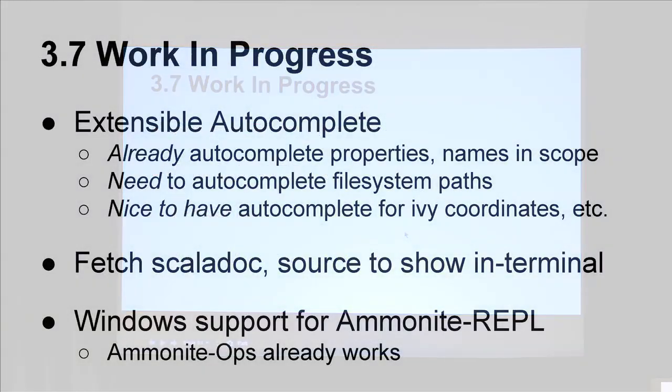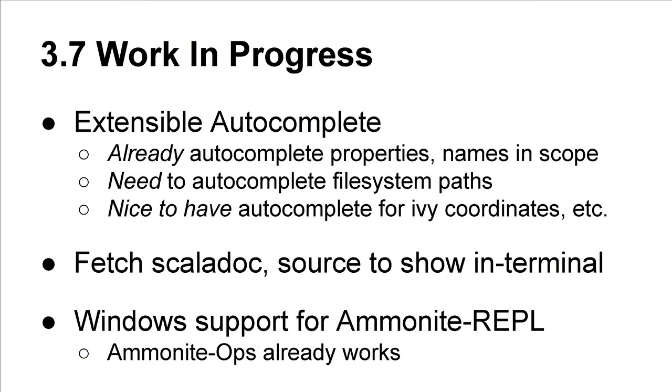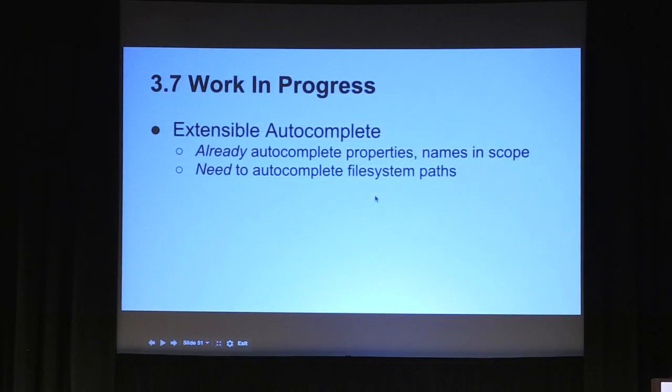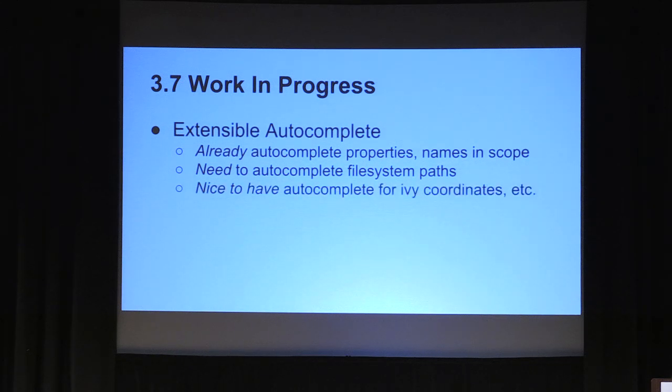So this is still a work in progress. We are still missing things like autocomplete. Even though we autocomplete properties and names in scope, like I already showed you, we don't autocomplete important things like file system paths, which are actually very common in bash. Maybe 99% of your data structures are file system paths, so they deserve special handling. And there are other things which could benefit from autocomplete as well.